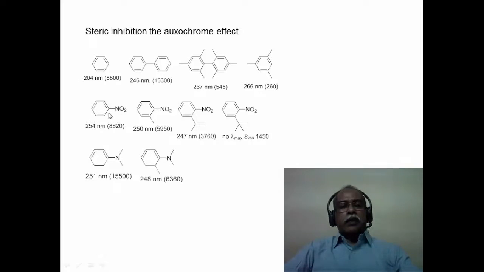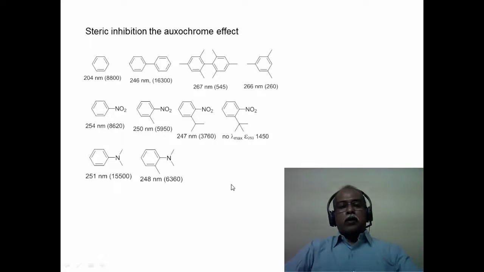Nitrobenzene has an absorption maximum of 254 nanometer, corresponding to the lowest energy pi to pi star transition, for example. When you introduce a methyl group, it is shifted to 250 nanometer, and the intensity is also reduced to 5950 from 8620, which is the epsilon value. The numbers given in the parentheses are the epsilon value, or the extinction coefficient, of these transitions.